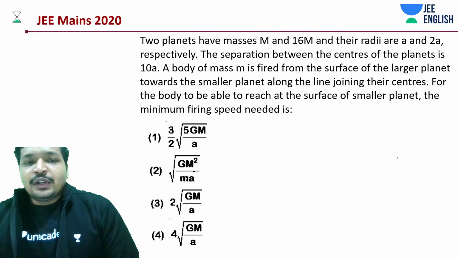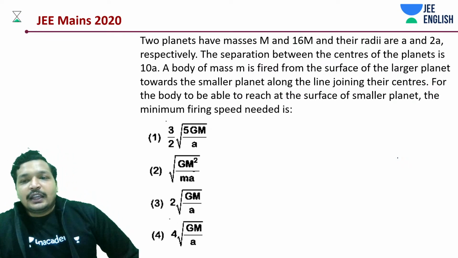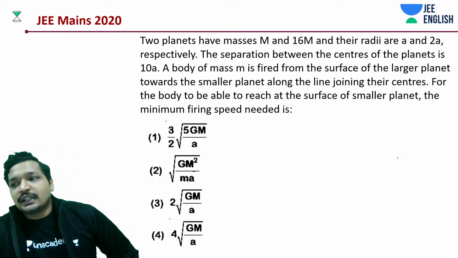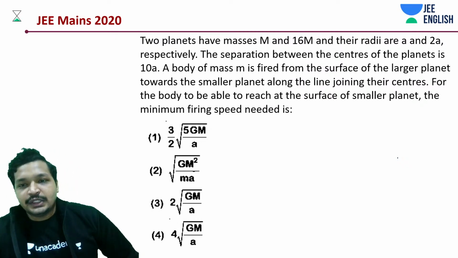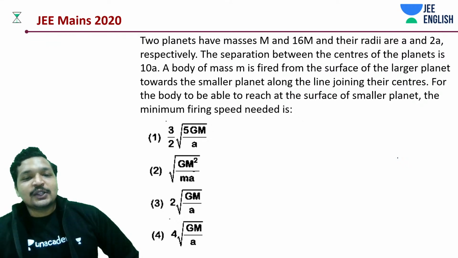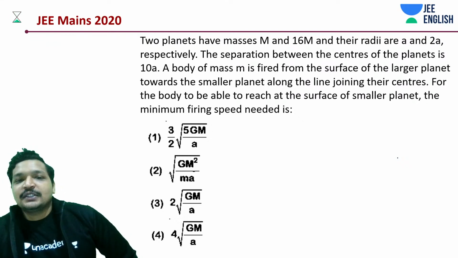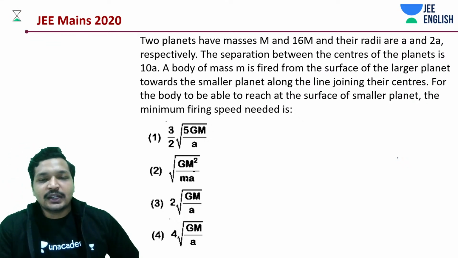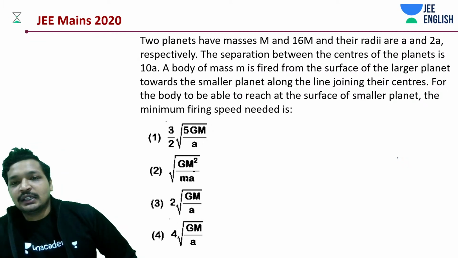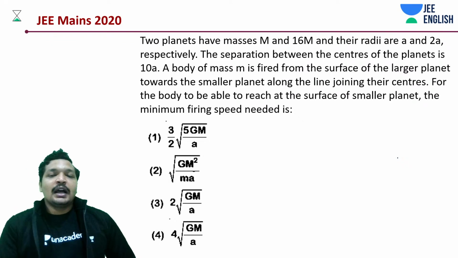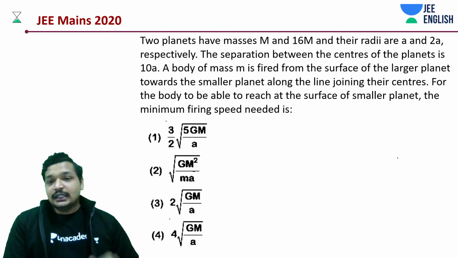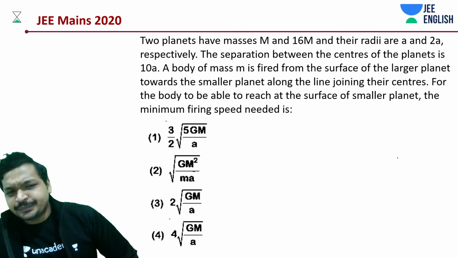Okay, so now this is a really interesting question. Why would I say that? This is definitely a very good challenge. It involves a good amount of concepts. There are two planets, one having mass m, another having 16 m. The radii are a and 2a respectively. Separation between the centers of the planets is 10a.